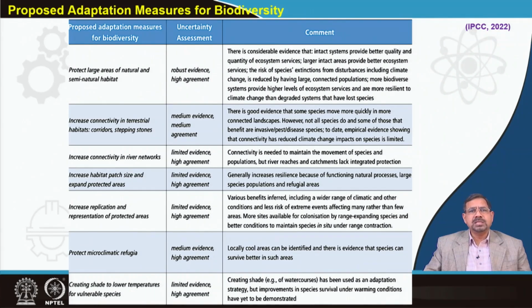Similarly, increased replication and representation of the protected areas has high agreement, but evidence is limited because various benefits are inferred, including a wider range of climate and other conditions and less risk of extreme events affecting many rather than few areas. So, let us move on to the next one: protect microclimate refugia.